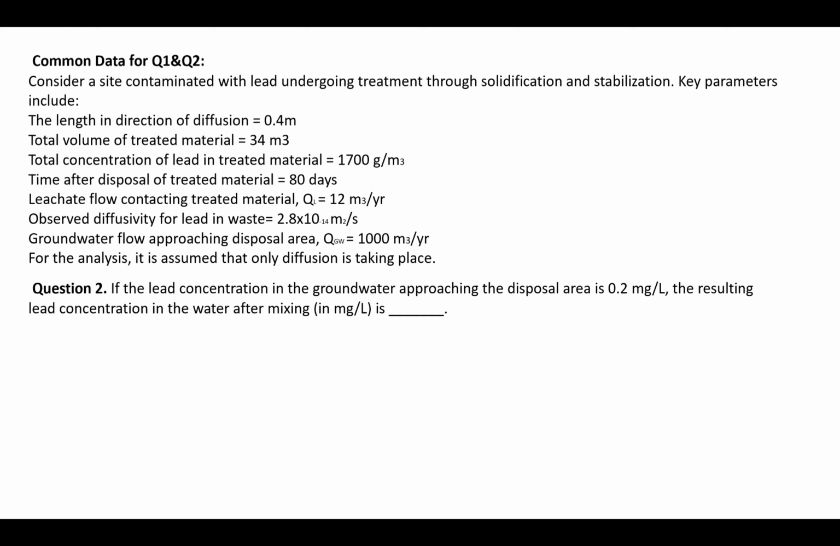So let me write the concentration of lead in leachate. It was 13.637 milligram per liter. So this question is very simple. If we have already found the concentration of the lead in the leachate, it is a very simple mass balance question. So I'll request you to please try to solve this question and write the value which you are getting.